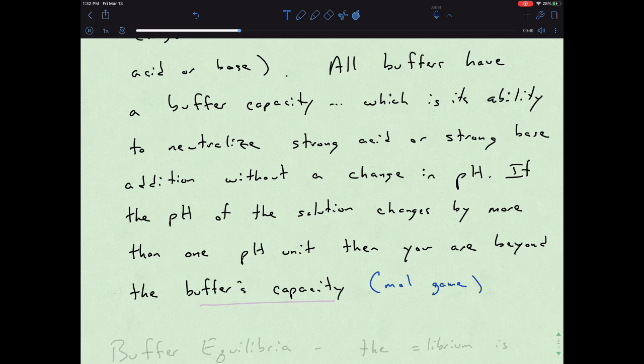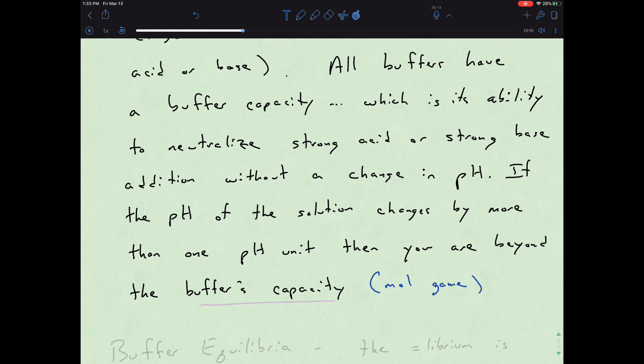So you got to make sure your buffer has enough capacity, enough moles of both the parent and the conjugate to handle the strong acid or the strong base that's either being produced in the experiment or added in the experiment or produced biologically.